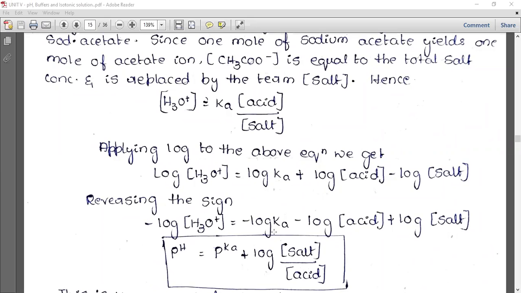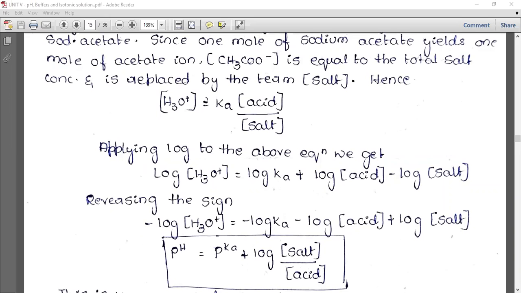Negative logarithm of Ka is nothing but pKa. And this is in the form of m minus n. What is m minus n? Log m minus log n is nothing but log m by n. So we get plus log of salt divided by acid. So this is the final equation for weak acid and its salt.